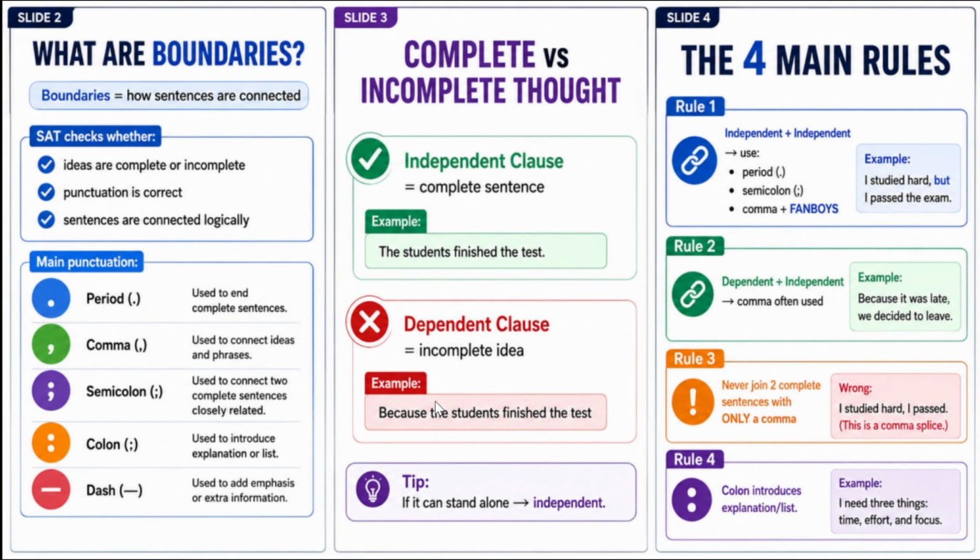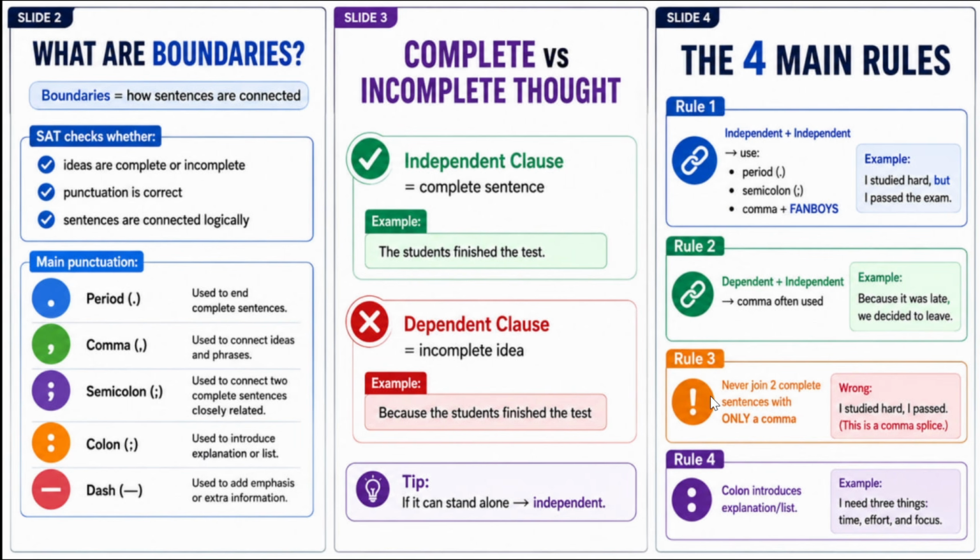Now let's learn the four main ACT boundaries rules. Rule number 1: when we connect two complete sentences, we use a period, a semicolon, or a comma plus FANBOYS. Example: I studied hard, but I passed the exam. Both sides are complete sentences. Rule number 2, dependent plus independent. When a dependent clause comes first, we often use a comma. Example: because it was late, we decided to leave.